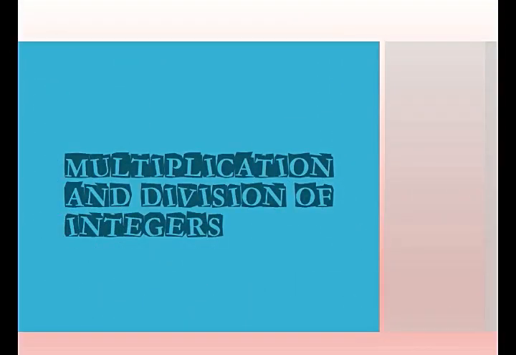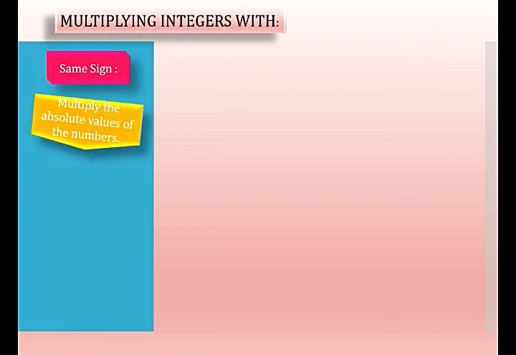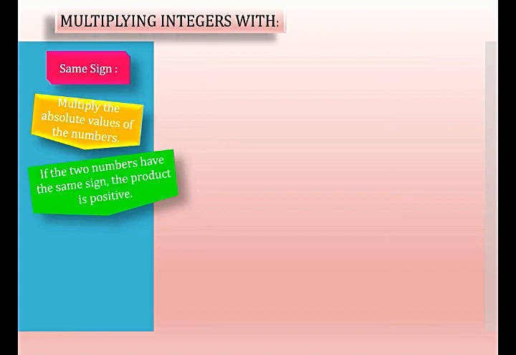In this lesson, we will discuss multiplication and division of integers. Let's start with multiplying integers with the same sign. Multiply the absolute values of the numbers. Then, if the two numbers have the same sign, the product is positive.